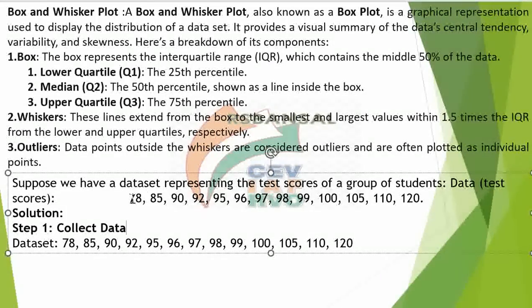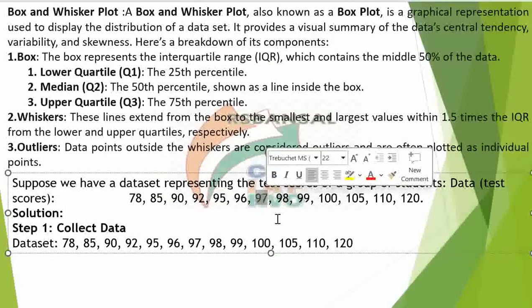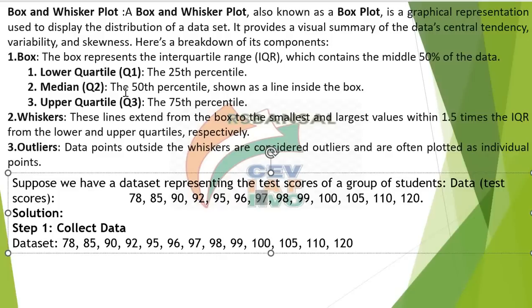In the whole data set, there are 13 terms, so the middle one, that is 97, will be the median of the whole data set. Then you have to find the median of the upper quartile.